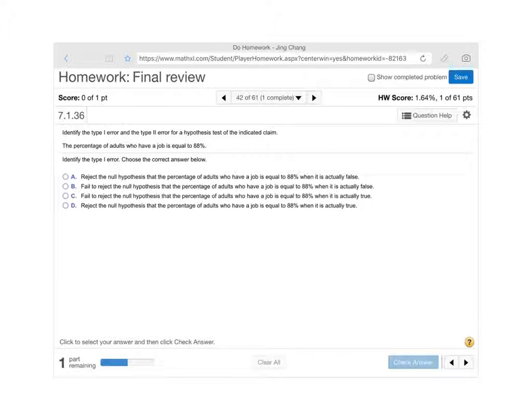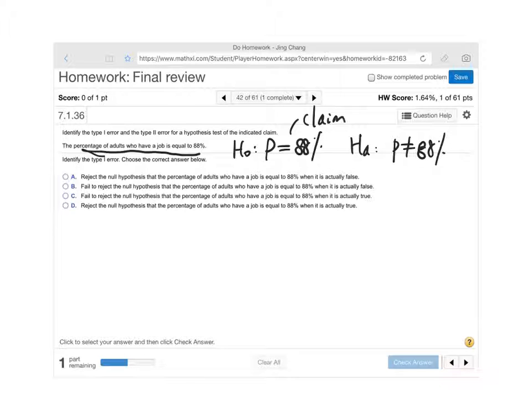Okay, for the type 1, type 2 error, we have to figure out the H0 first. This one, H0, because this says the percentage is equal to 88%, so this is my H0, and HA is p not equal to 88%. And the claim is actually H0. So type 1 is reject H0 when H0 is true.